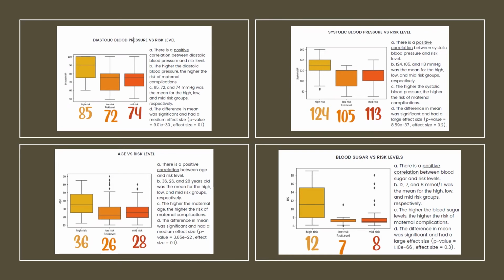If we move on to the blood glucose levels, and also how it relates to the risk level, we see again that there's a positive correlation. And so that essentially means the higher the glucose level, the higher the risk for such complications. And we see that 12, 7, and 8 millimoles per liter was the mean for the high, low, and mid-risk groups, respectively. And here again, we have significance in the difference in the means and also a large effect size.